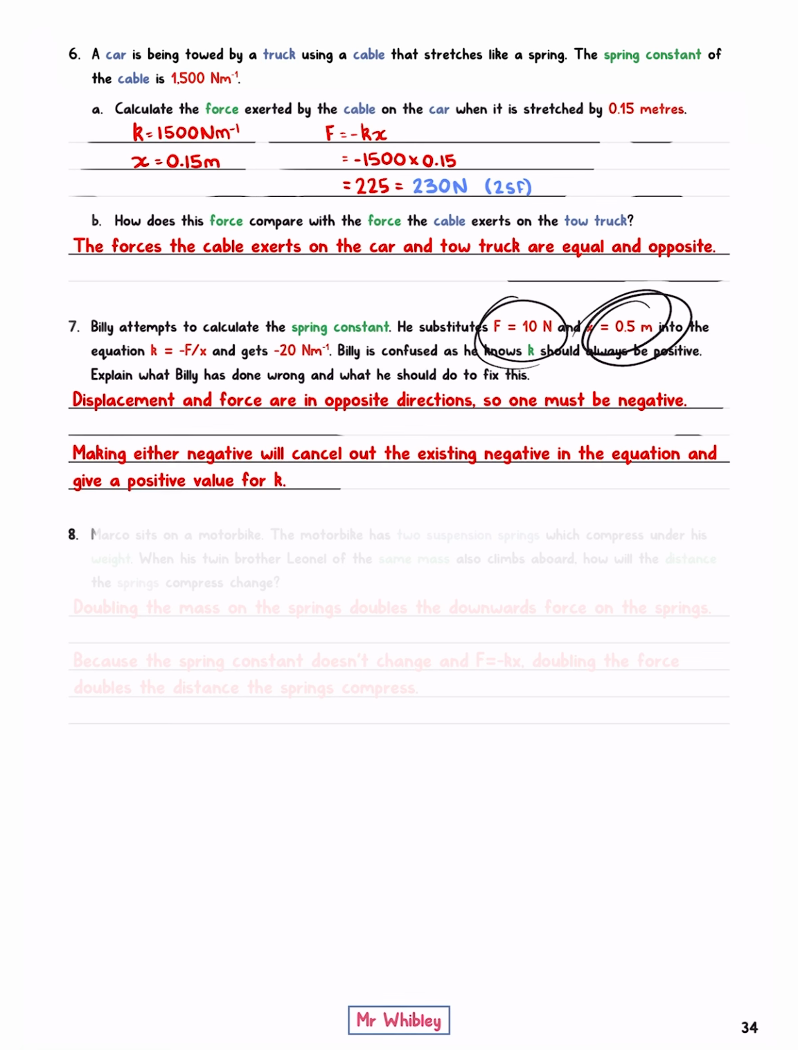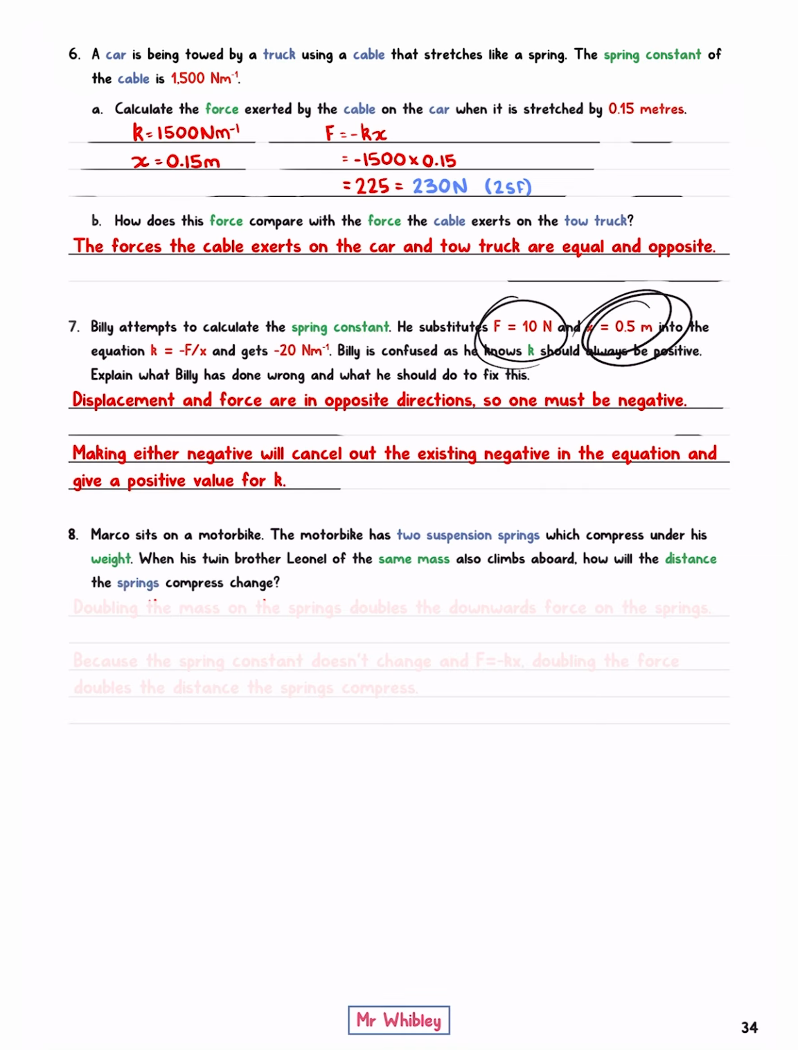Question 8. Marco sits on a motorbike. The motorbike has two suspension springs which compress under his weight. When his twin brother Lionel of the same mass also climbs aboard, how will the distance the springs compress change?